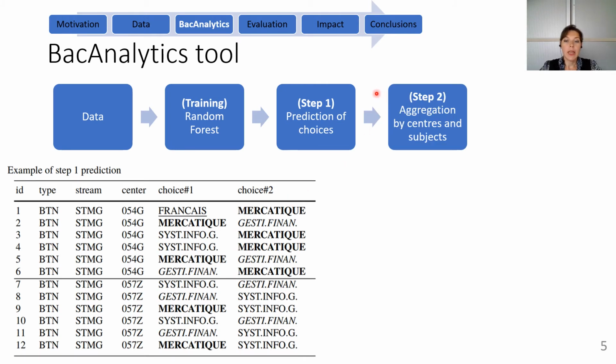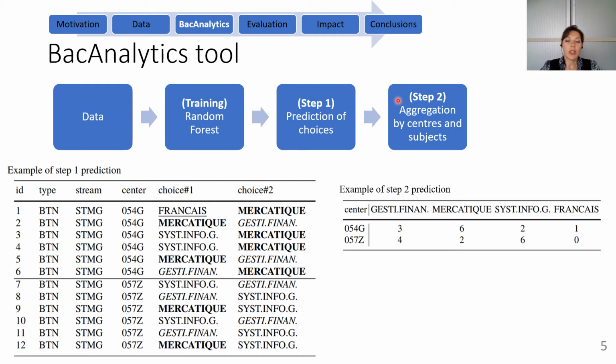Next, we perform a step 2 prediction in which we do aggregation by centers and by subjects. Indeed, BacAnalytics should predict the number of professors of every subject for every geographical center. How is this aggregation performed? Essentially, for every geographical center and every subject, we calculate the number of times it was chosen by the students. In this case, for example, this first subject, Gestion financière, was chosen 3 times in the first geographical center. Indeed, we have the first choice, the second, and the third one.